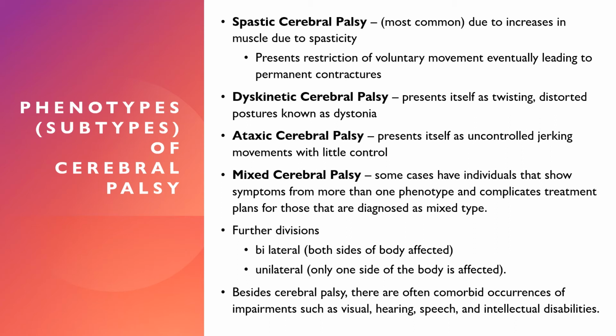Besides cerebral palsy, there are often comorbid impairments. A lot of individuals with cerebral palsy have other disabilities: visual, hearing, speech, intellectual disabilities. Those are all relatively common with individuals who have cerebral palsy. Unfortunately, that complicates treatment plans even more, and the individual isn't going to have to work through just cerebral palsy in their life. They're also going to have to learn to function with or work through other disorders or disabilities.